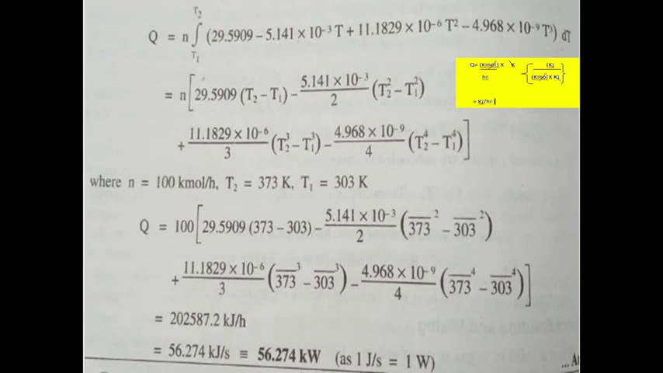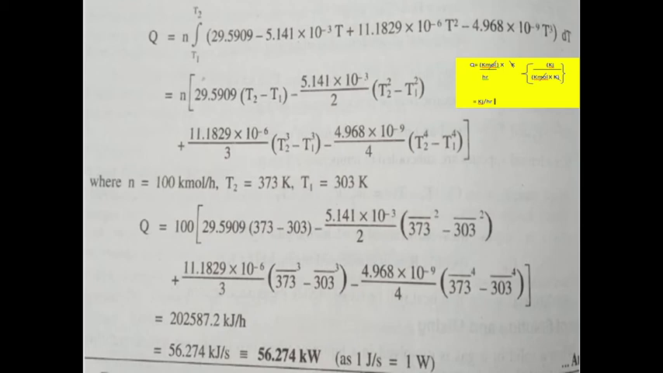Second term: minus 5.141 into 10 to the power of minus 3, T integration is T squared by 2. Upper limit minus lower limit: T2 squared minus T1 squared. Third term: plus 11.1829 into 10 to the power of minus 6, T squared integration is T cube by 3, right. Here T2 cube minus T1 cube. Last term: minus 4.968 into 10 to the power of minus 9, T to the power 4 by 4. So the upper limit minus lower limit: T2 to the 4 minus T1 to the 4. Are you clear or not?